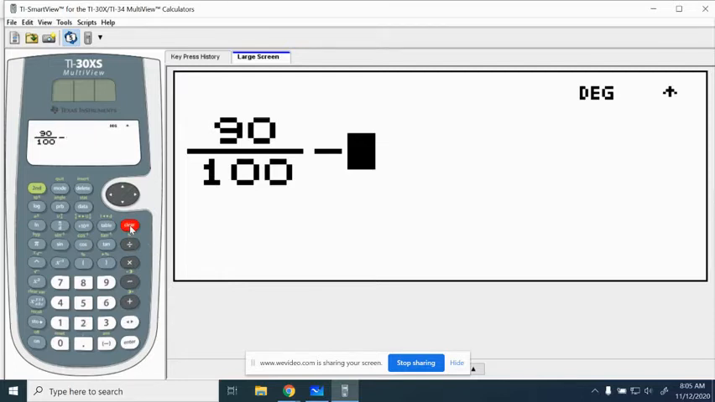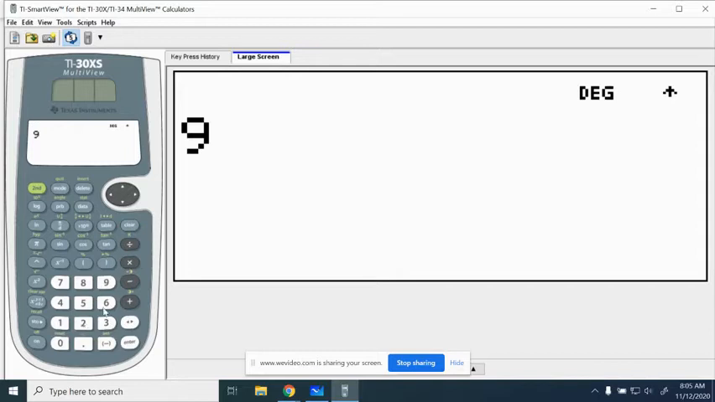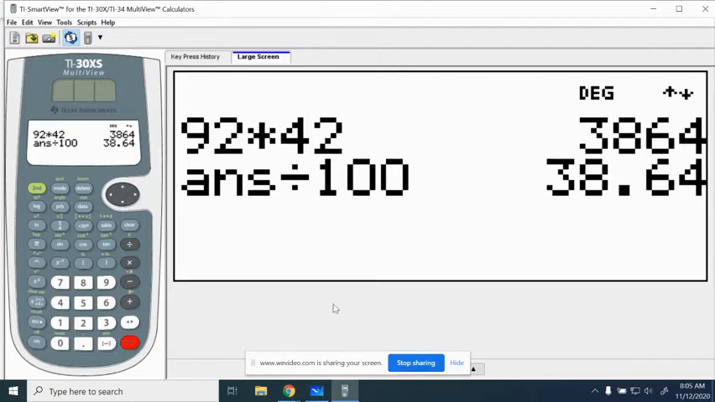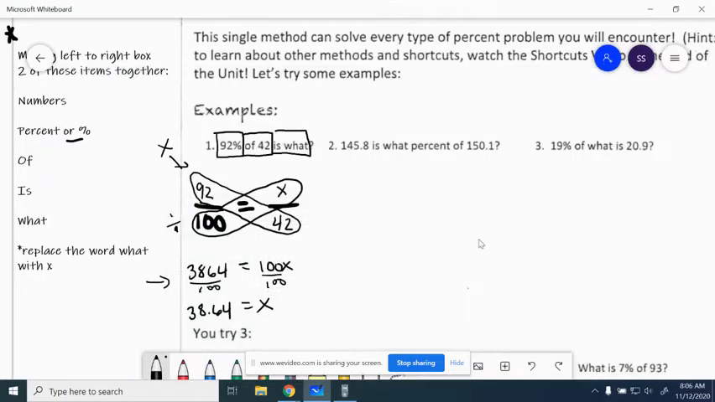Okay, so I'm going to clear this out. 92 times 42, press enter, divide by 100. And we didn't have to write anything out on the paper. All we had to do is box up everything so we know where it goes, and we don't actually have to do any solving on paper or in our heads. We can just use the calculator from there. So we got that answer a lot faster. Okay? All right, let's move on.